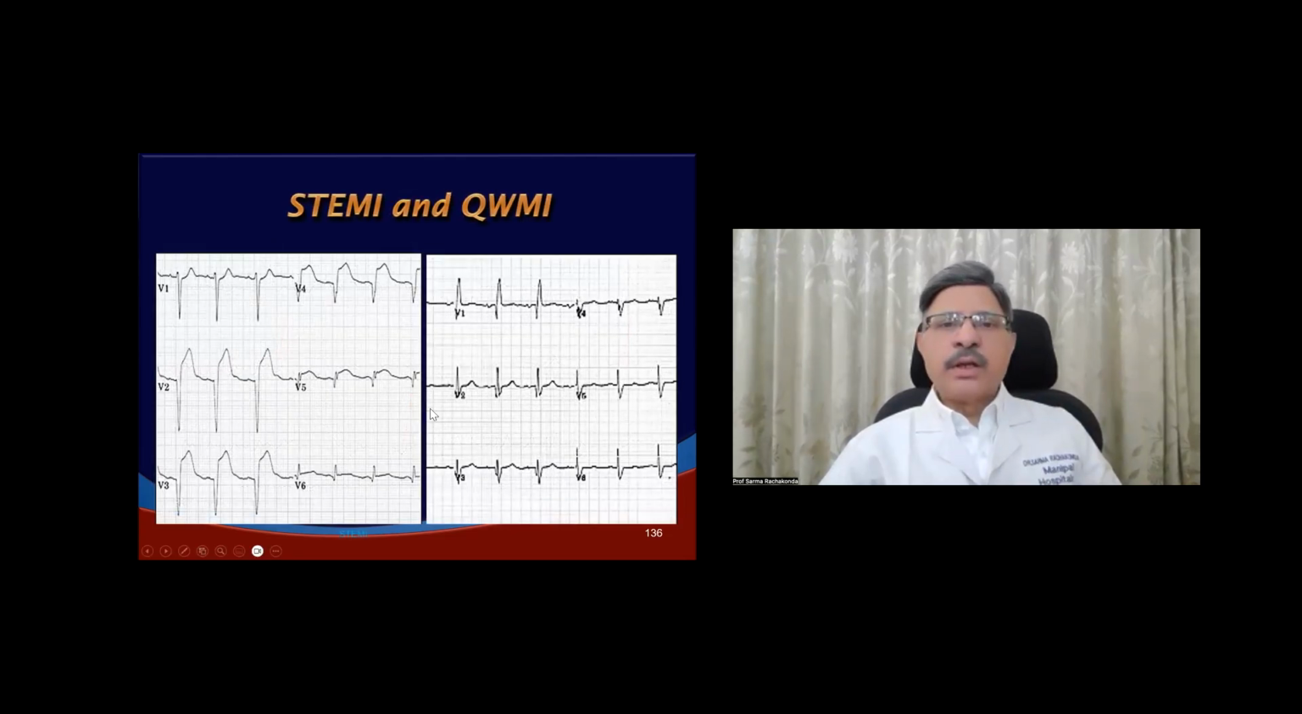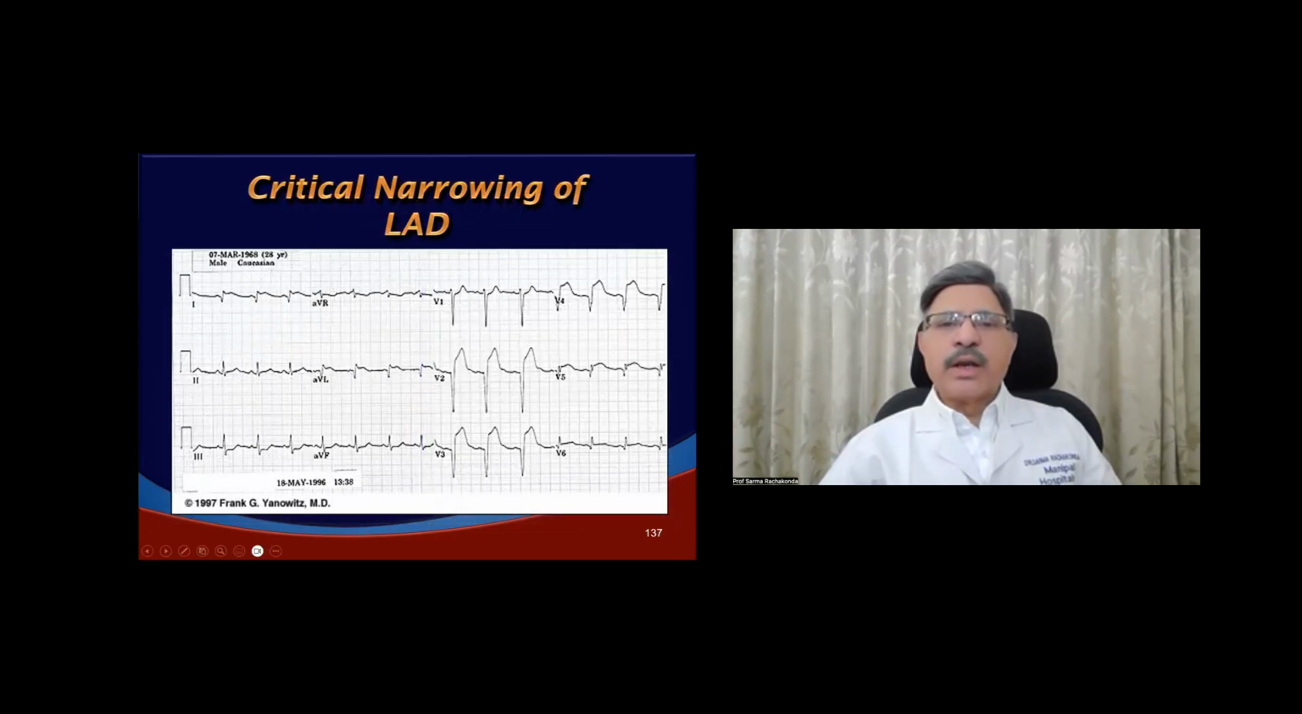Now you see here STEMI. This is a typical ST elevation myocardial infarction. Same person after treatment of 3 weeks. You see the Q waves, STs have returned to normal. Then you have got the critical narrowing of the LAD. When there is critical narrowing of LAD, you see the ST elevations, typical in all the anterior leads here.